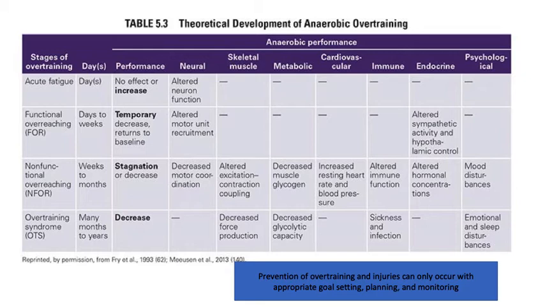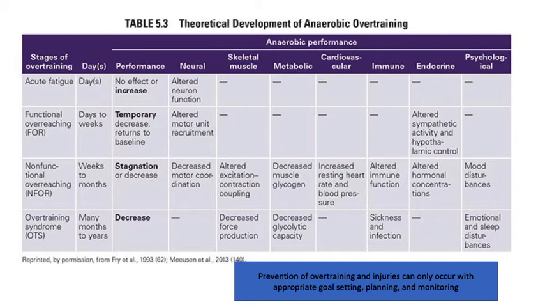This happens for weeks to months, and you actually see performance start to stagnate, or it decreases, and we have multiple factors going on here. It's not just neural and endocrine. We have skeletal muscle effects on the excitation-contraction coupling. We have decreased muscle glycogen because you're chronically fatigued. We have increased resting heart rate and blood pressure, altered immune function, and now we're getting the psychological effect where we have mood disturbances.